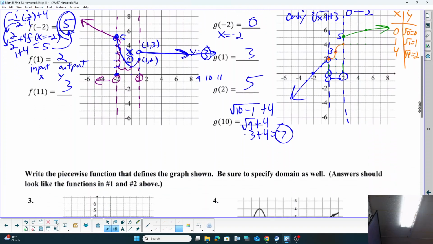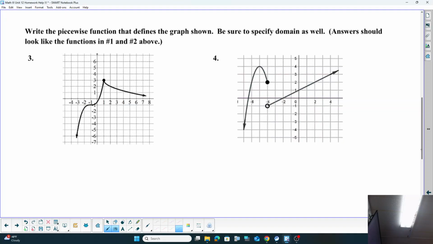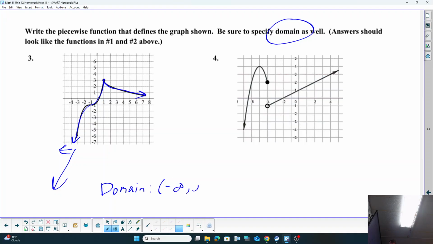Okay, so then write the piecewise function that describes the graph shown. Be sure to specify domain as well. Well, the nice part about this is the arrows are going this way, technically this way, forever. And then it goes along and it fills in the hole. And this way forever. So this particular one for the domain will be all real numbers. There's no holes, there's no skipping or anything. So the domain will be negative infinity to positive infinity, or all real numbers. Nice, for this one.